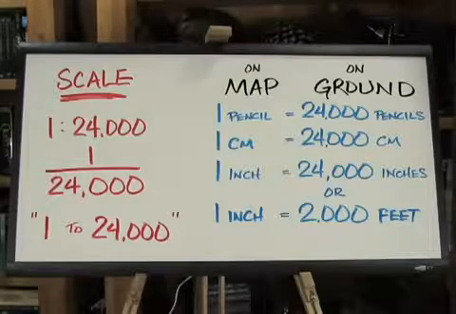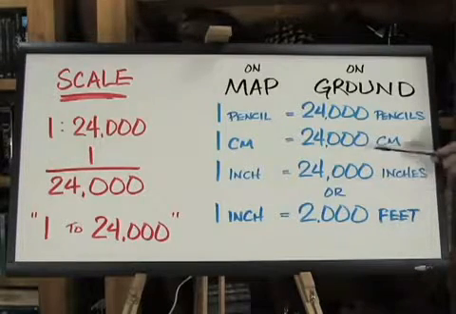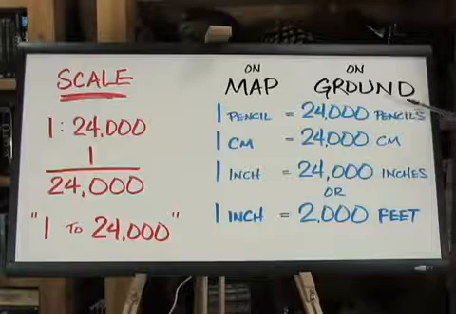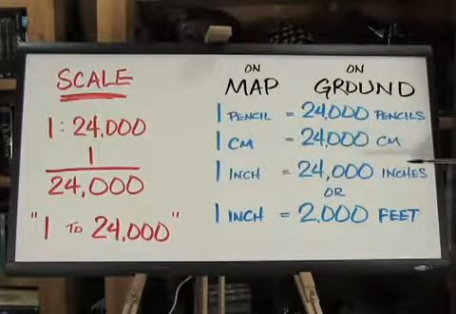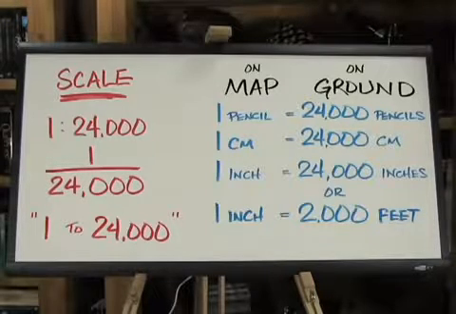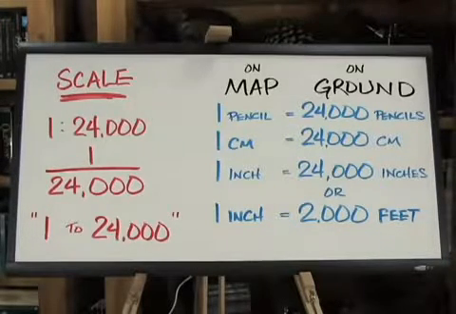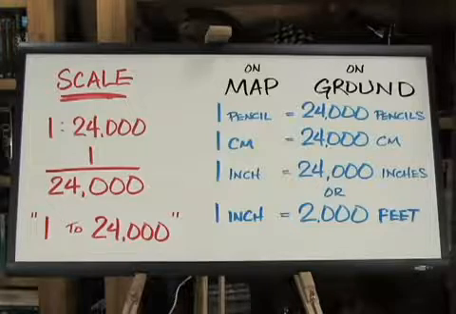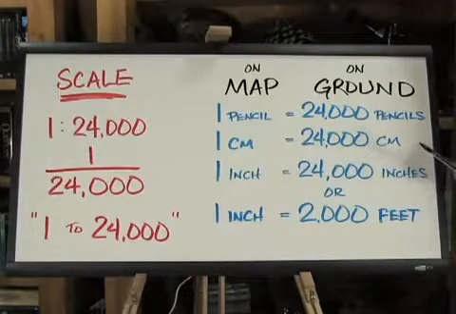It doesn't matter which units are being used. It could be centimeters, it could be the width of a pencil. The ratio of 1 to 24,000 is the same. Now sometimes it's useful to convert the ground units to something else. For example, we know that there are 12 inches in a foot.